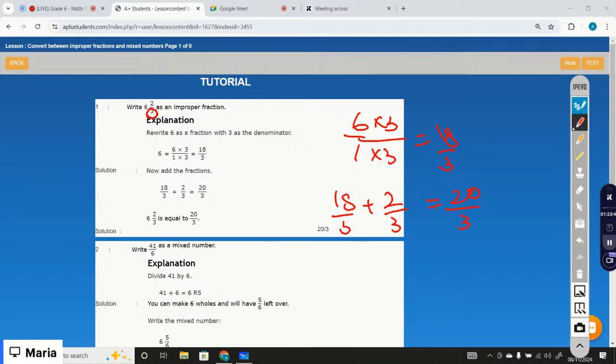What you have to do is you need to multiply the denominator by whole number, right? Write whole number as 6 over 1, like in fraction form. Multiply it by the denominator, 6 times 3 divided by 1 times 3. That would be 18 over 3. Now add 18 by 3 and the fractional part. 18 by 3 plus 2 by 3 is.